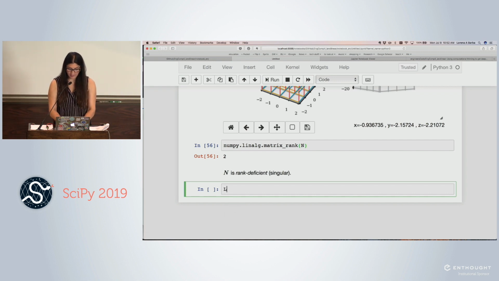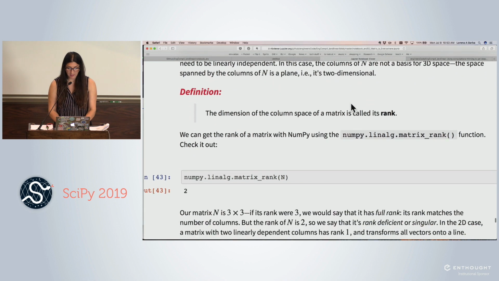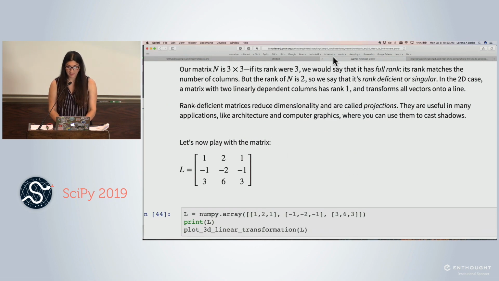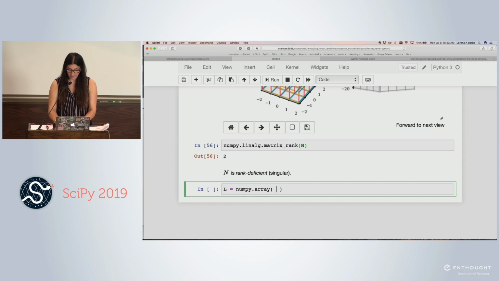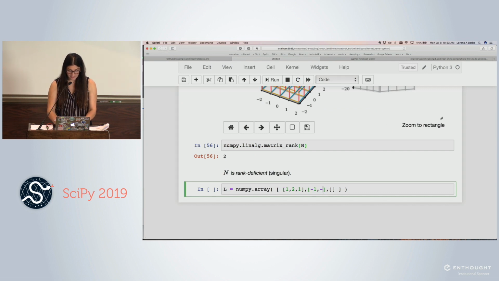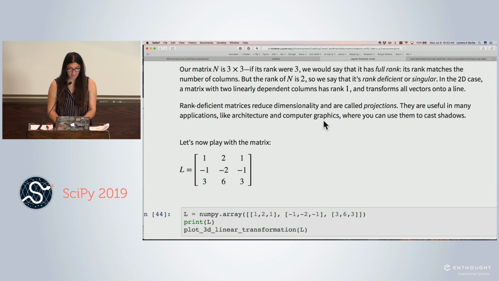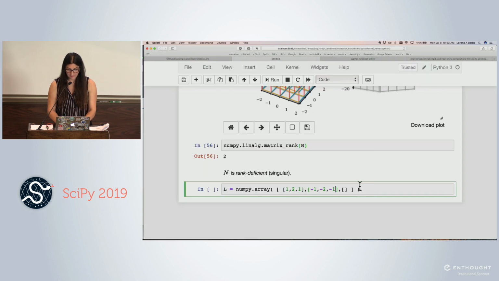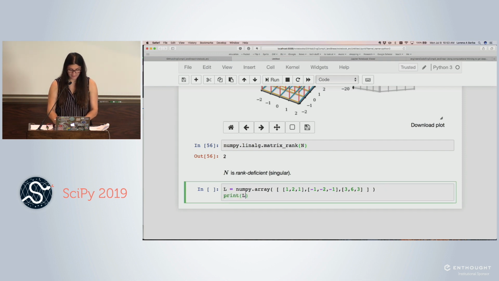Let's now play with another matrix. Let's do L equals numpy.array. And the matrix, let me show it to you here. Here it is. 1, 2, 1 is the first row. The second row is -1, -2, -1. The third row is 3, 6, 3. There it is.